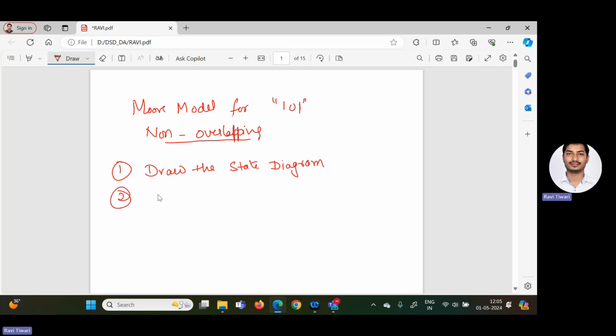Second step is to draw the state table, and along with this state table you have to also draw the excitation table of the particular flip-flop that you are going to use to design the Moore model. For example, I am designing the Moore model by using the D flip-flop, so I will use the excitation table of D flip-flop. Clear? If you are using the JK flip-flop for designing the circuit, then you have to use the excitation table of JK flip-flop.